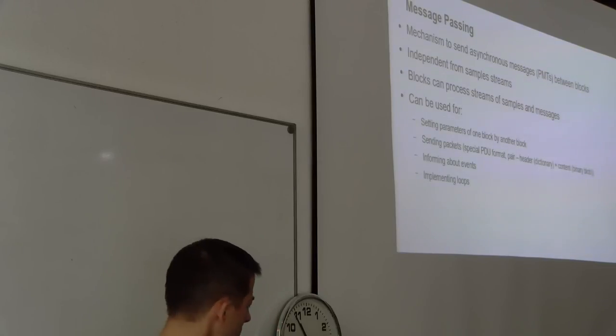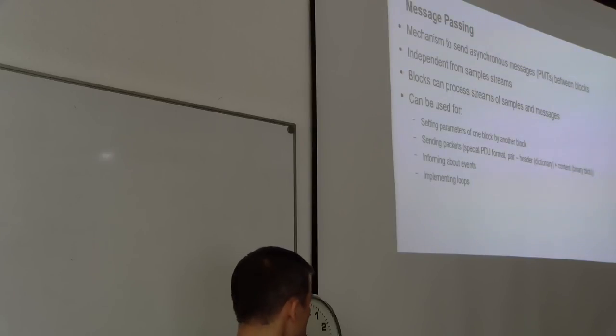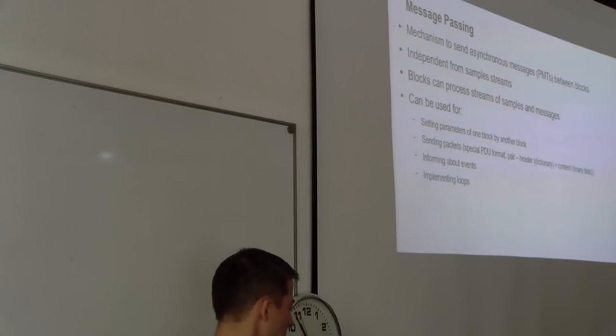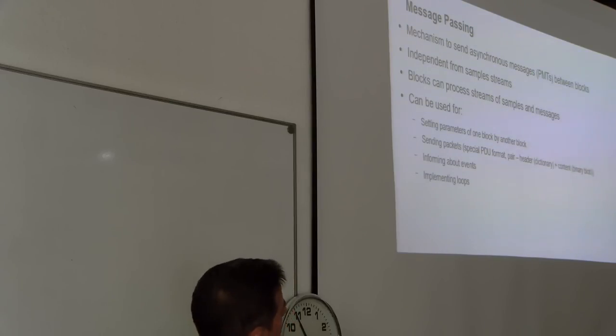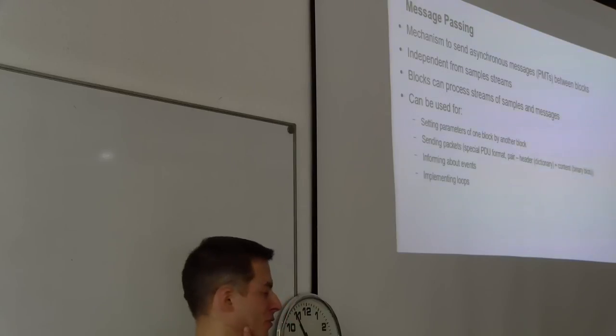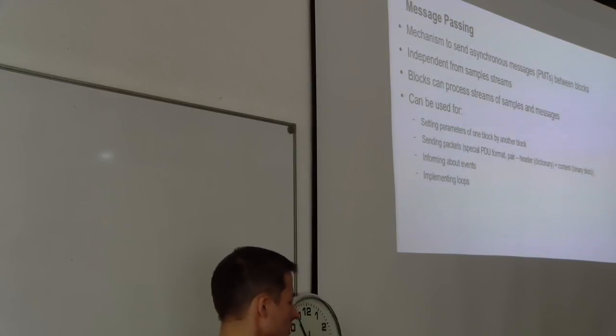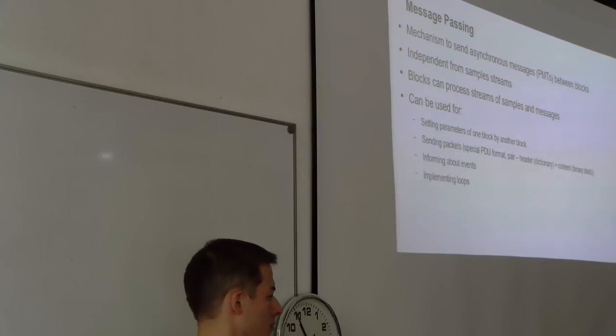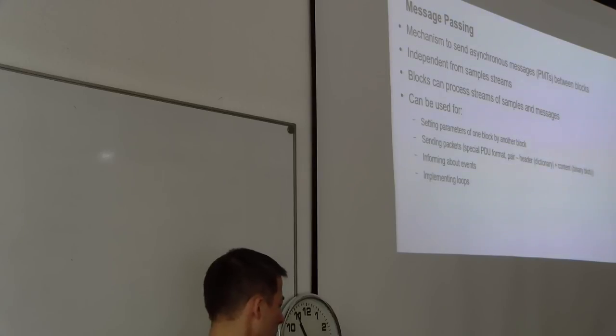So there is another mechanism that is well fitted for sending packets, and it's called message passing. It's a mechanism to send asynchronous messages between blocks, and they are in PMT format. It's a polymorphic type. Stream tags are also in this format, and it's very flexible. But it also has, at least for me, quite an inconvenient interface taken from Lisp. For example, you don't have pair, you have cons. This is funny, but you can get used to it. And it's completely independent of streams of samples. Each block can have stream inputs, stream outputs, message inputs, message outputs. There are no limits to this.